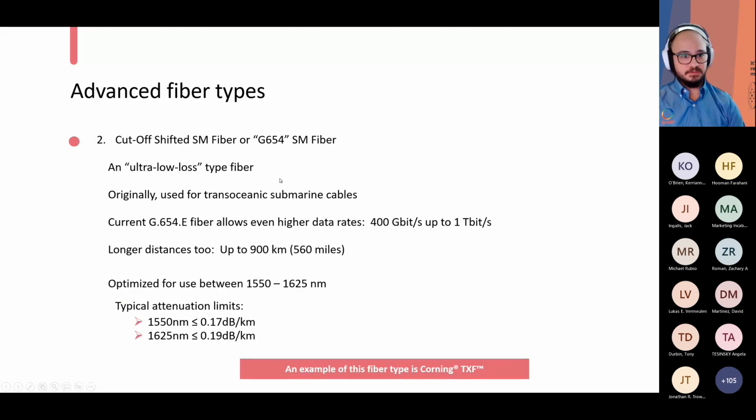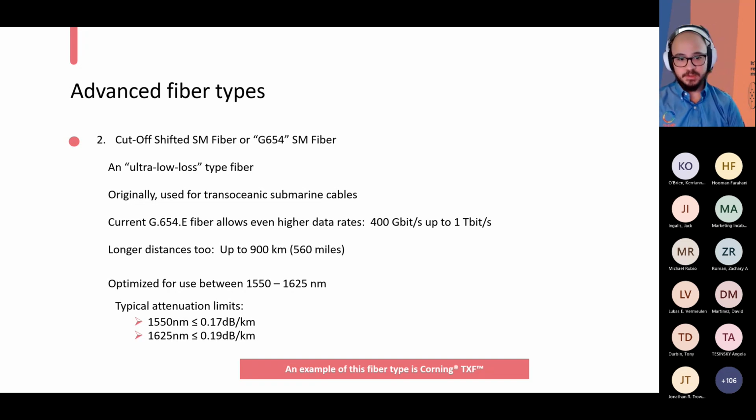The other advanced fiber type that has been developed is cutoff shifted single mode fiber, or G.654 fiber, and it's ultra low loss. Originally used for transoceanic submarine cables, the current fiber allows for even higher data rates, which go all the way up to terabits, which is just an enormous amount of data per second. And it has even longer distances of up to 560 miles, and so it's kind of essential for connecting the world together and keeping us connected.